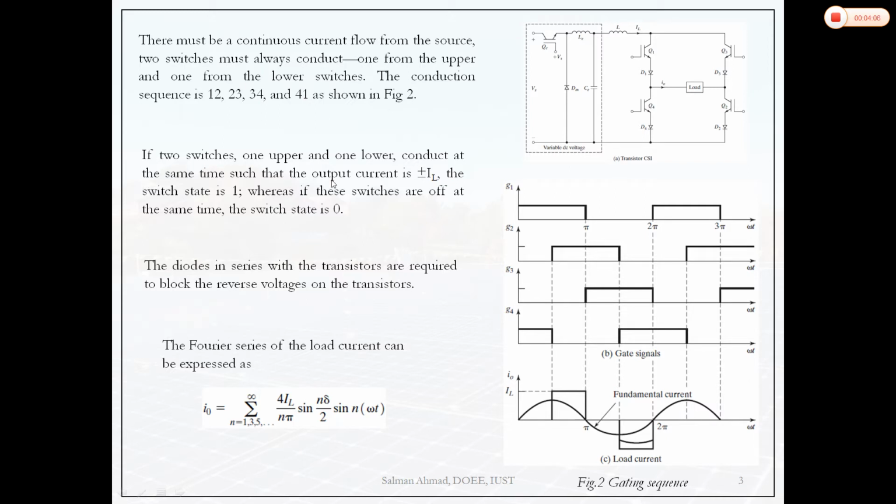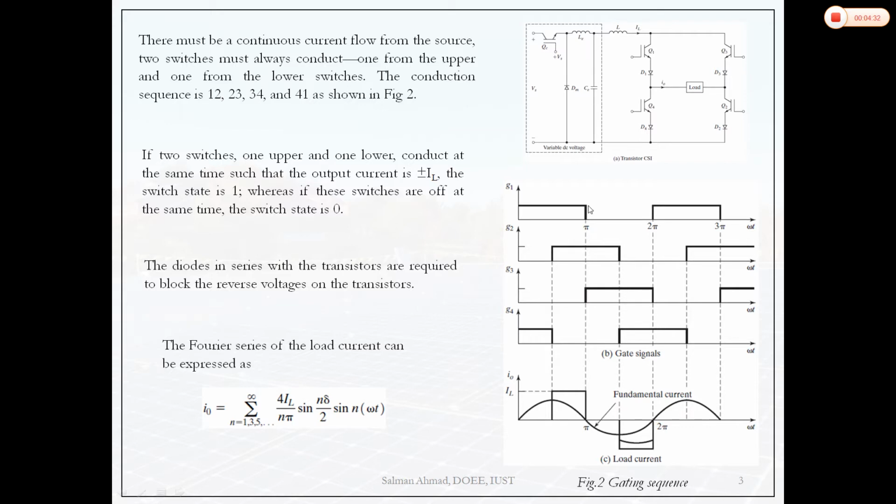So if the two switches, one upper and one lower, conduct at the same time such that the output current is plus or minus IL, the switch state is 1. That means if the current is flowing through the load, we will call that state 1. If current is bypassing the load, then that state we will call 0. The diodes in series with the transistors are required to block the reverse voltage on the transistor.